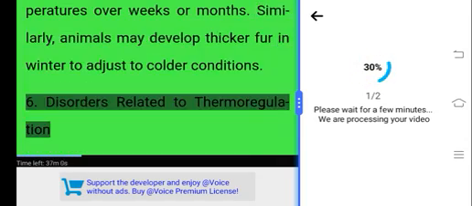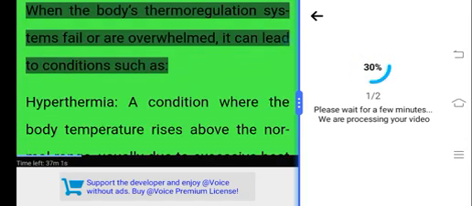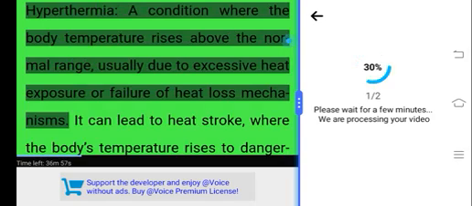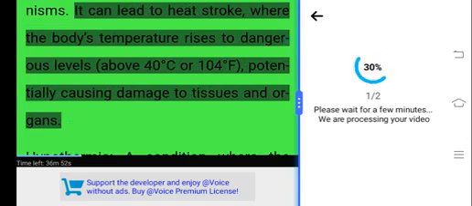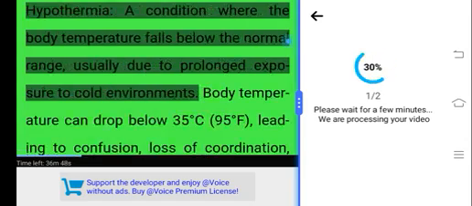6. Disorders related to thermoregulation. When the body's thermoregulation systems fail or are overwhelmed, it can lead to conditions such as hyperthermia, a condition where the body temperature rises above the normal range, usually due to excessive heat exposure or failure of heat loss mechanisms. It can lead to heat stroke, where the body's temperature rises to dangerous levels above 40 degrees Celsius or 104 degrees Fahrenheit, potentially causing damage to tissues and organs.